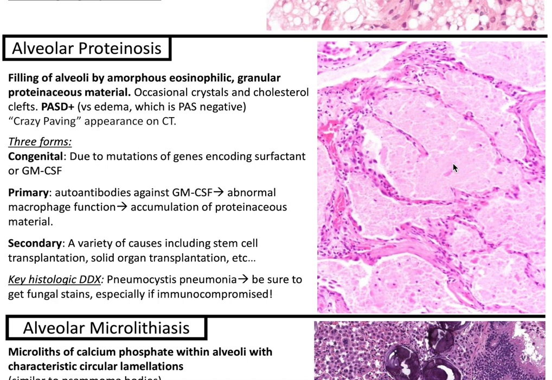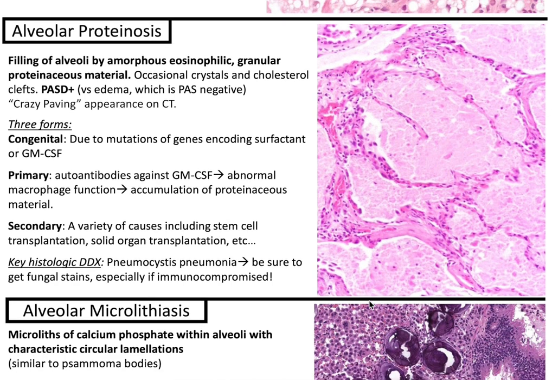The key histologic differential diagnosis is PCP or pneumocystis pneumonia. Be sure to get fungal stains, especially if immunocompromised, because it'll also have this frothy look on microscopy.